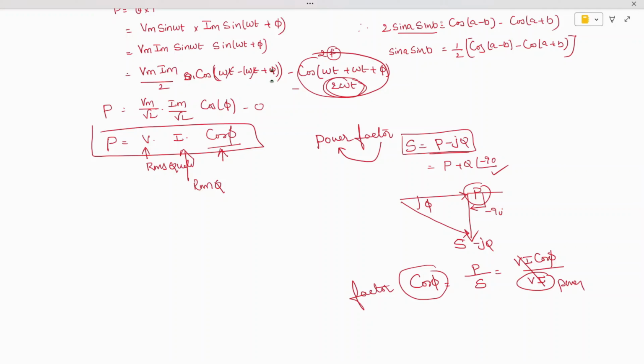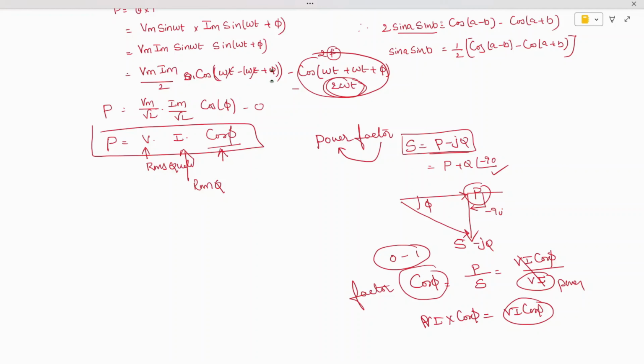So ultimately, if power V into I is multiplied with a factor of cos phi, it will lead to a power which is called the active power. That's why it is called power factor. And this power factor may range from 0 to 1. This is all about the importance of power factor.